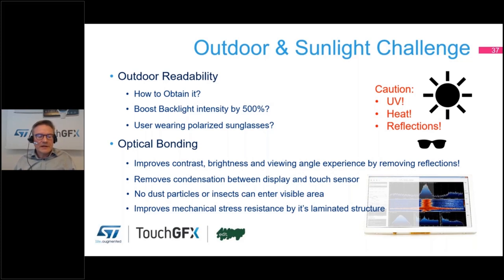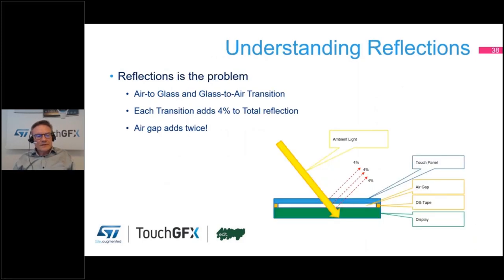So the mechanical impact strengths, we've shown that on the previous slides. But these reflections here, what is it? Any air to glass transition or glass to air transition will introduce 4% reflection. And that reduces your contrast by 4%. And contrast is the essence, that's the key. You want to have the highest possible contrast in a sunlight readable display.